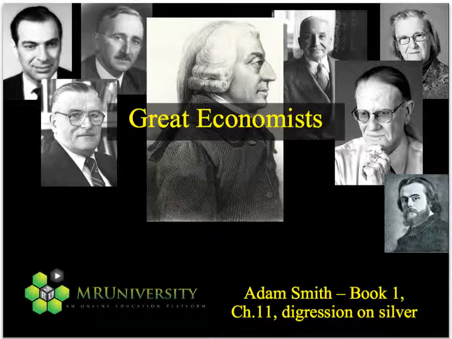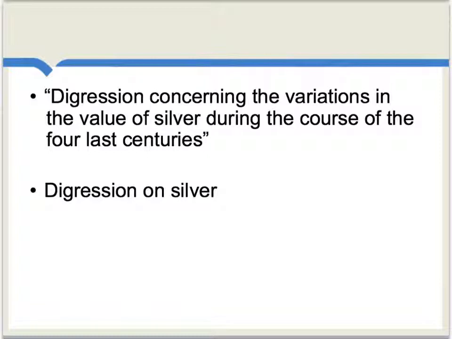We're now at Book 1, Chapter 11, the third part, the very famous and difficult to make sense out of Digression on Silver. The formal title of the section is Digression Concerning the Variations in the Value of Silver During the Course of the Four Last Centuries, but people generally just call it Digression on Silver.